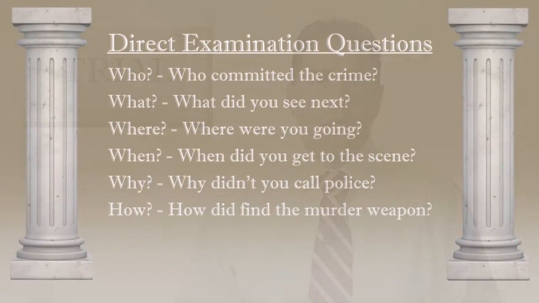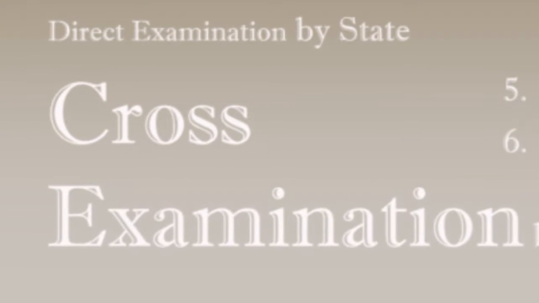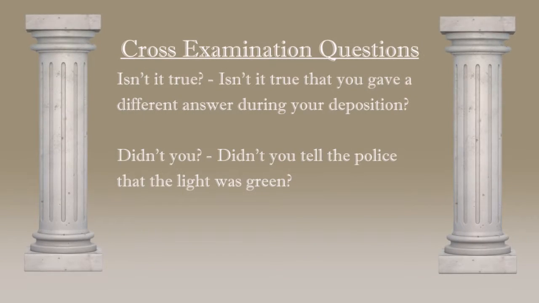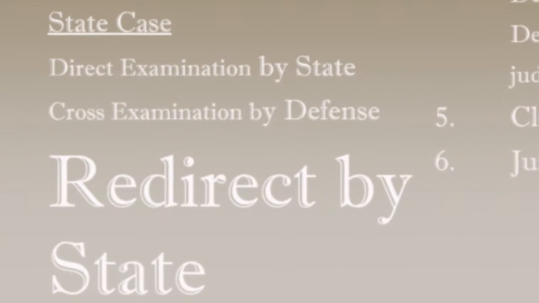tell a story. After direct examination of that witness is done, your attorney will get up and conduct a cross-examination, where he or she will ask close-ended questions, yes or no questions that start with "isn't it true" or "didn't you?" Once your attorney is finished with the cross-examination, the prosecutor gets to get up one last time and ask some more questions that are based on the cross-examination questions. This is called a redirect examination.